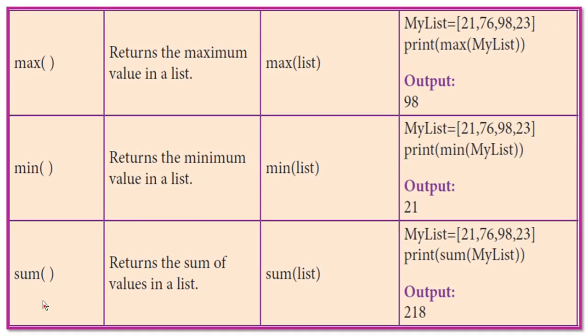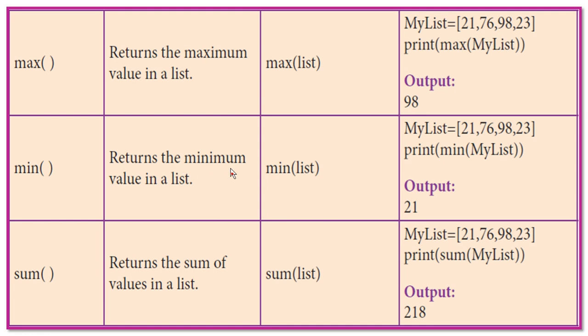Next 3 functions are max, min, sum. Max finds the maximum value of the list. It returns the maximum value of the list. The general format is max of list. In this example the maximum value is 98, so we get max of my list is 98.